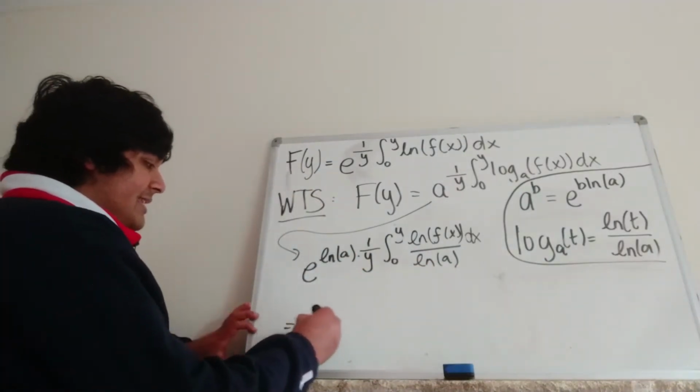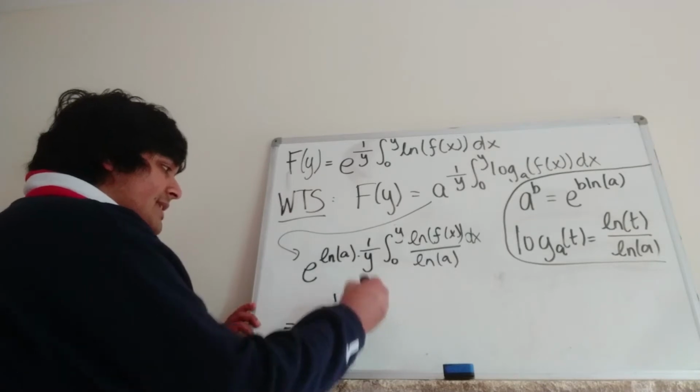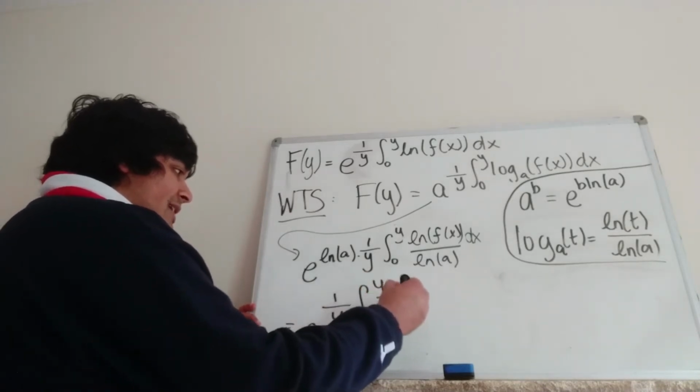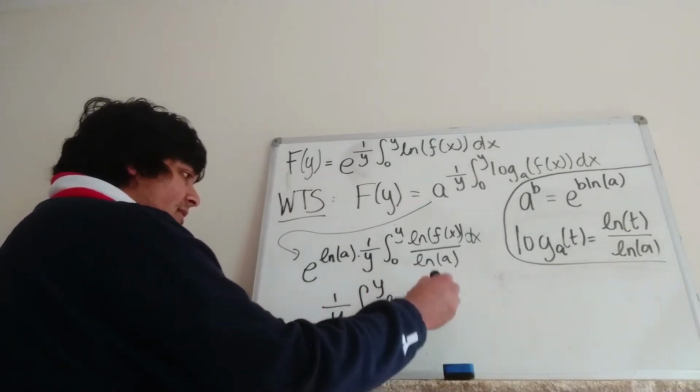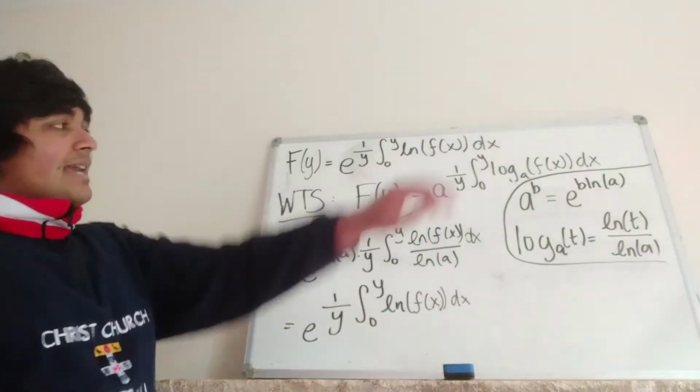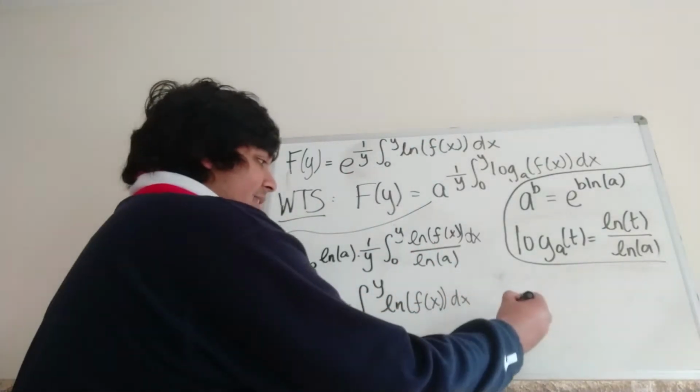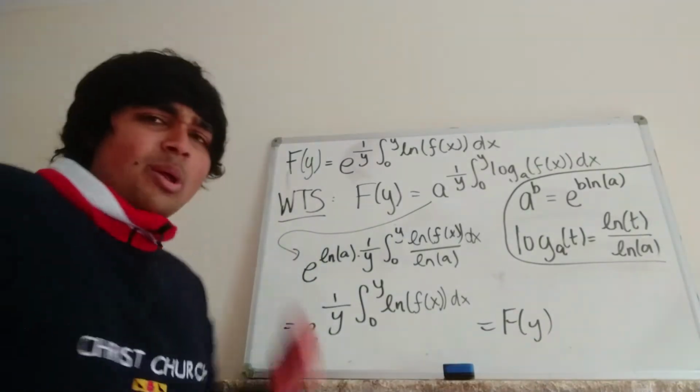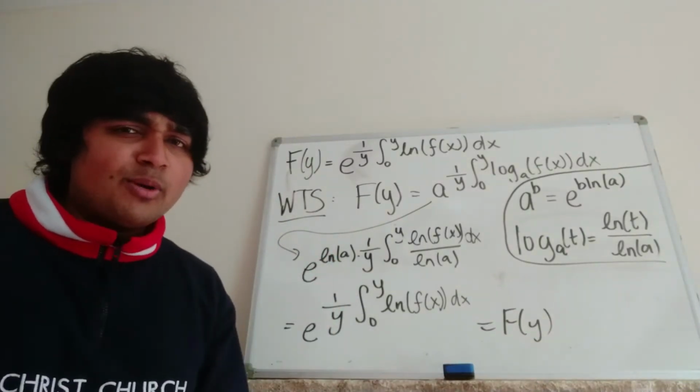So this is just e to the 1 over y times the integral from 0 to y of the natural log of f of x dx. And that is precisely how we defined F of y. So this thing here just equals F of y. So a pretty straightforward part 1. Let's move on to part 2.